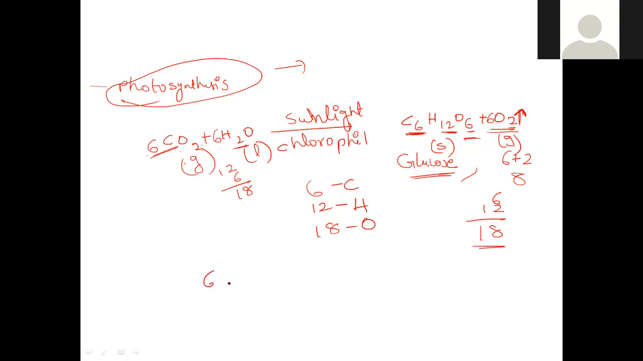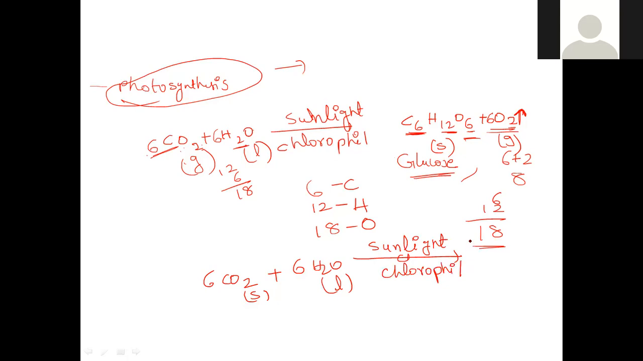I'm writing one more time. 6CO2 plus 6H2O liquid. Here reaction conditions are mentioned on the arrow. We are irradiating with sunlight. We are irradiating with chlorophyll. Chlorophyll is the photosensitizer, which is used to absorb the sunlight, and that energy is given to the reactants. Hence it is called a sensitizer.